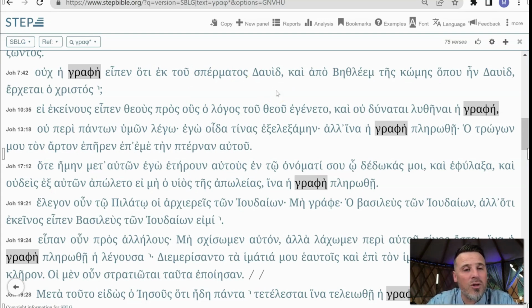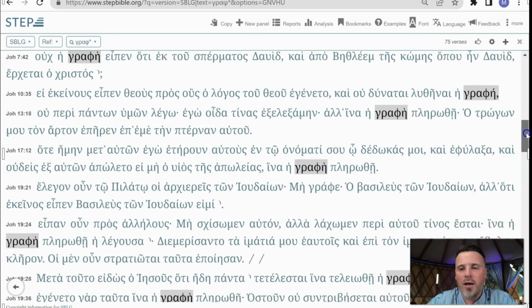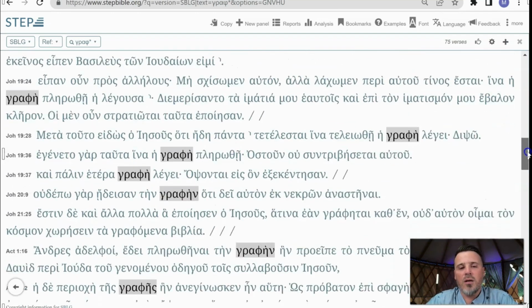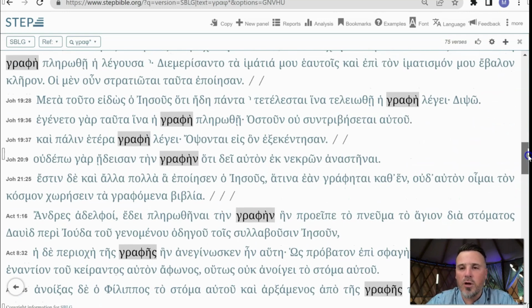So that's really what it's going to refer to a lot, is the scriptures when we're talking about the New Testament. But again, it can mean the writing or the writings. And yeah, this is a pretty easy one. It should be very familiar to you given the graph root. All right, hope that helps.